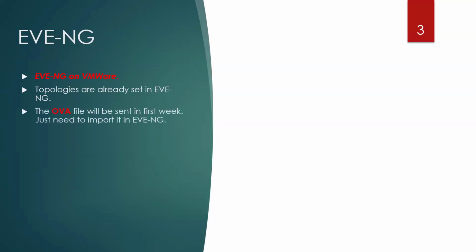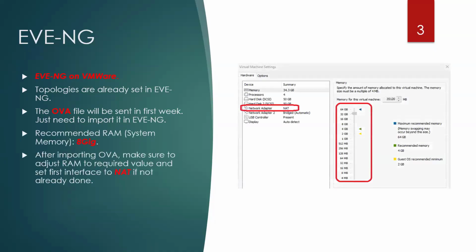So ENG, as I already mentioned, is on VMware, and the topology is already pre-built into the ENG. All you need to do is import the OVA and set the RAM according to your requirement, and make sure you set the network adapter to NAT, right? Once you're done with this, you can boot it, and then you're good to go for the CCNA class.